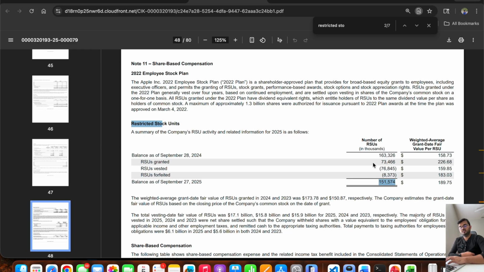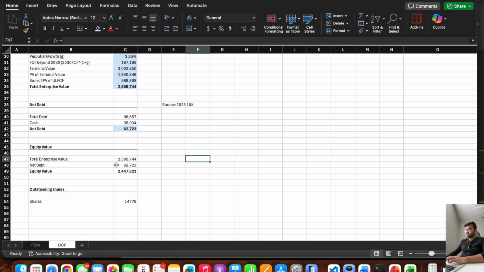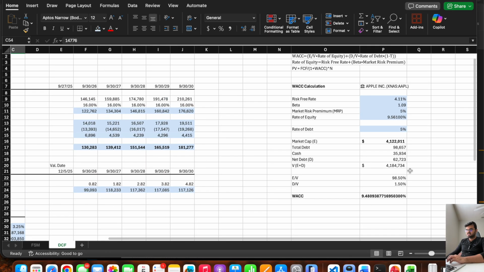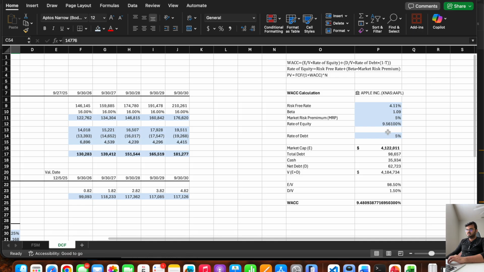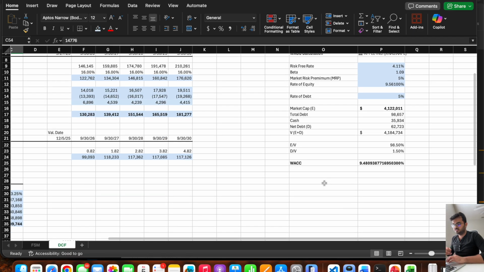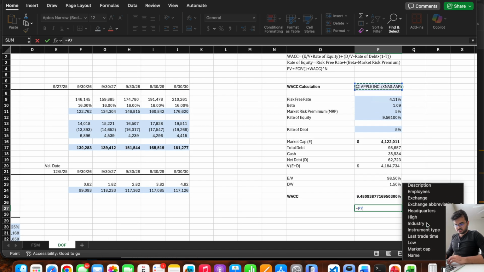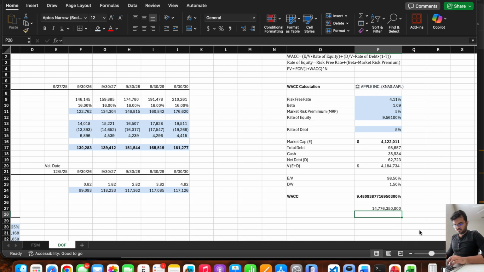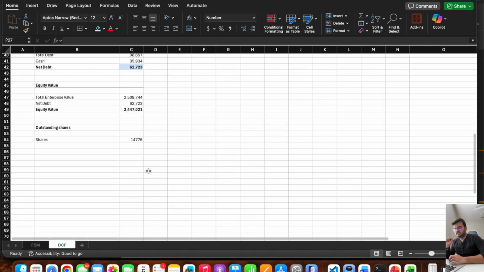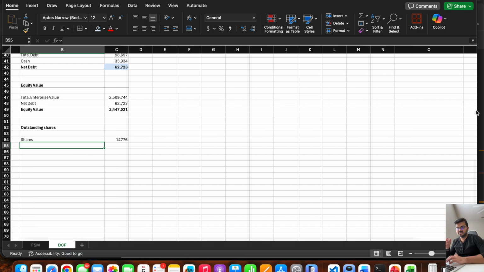So we also need to consider this number to calculate the outstanding shares, because if you remember, we already calculated the outstanding shares here, which is 14,776. That is the same number which we saw in the Apple 10K report. But by end of the day, what we need to know is what are all the other stocks which can be diluted. In this case, it is RSU.